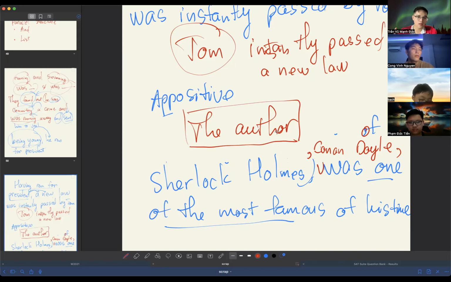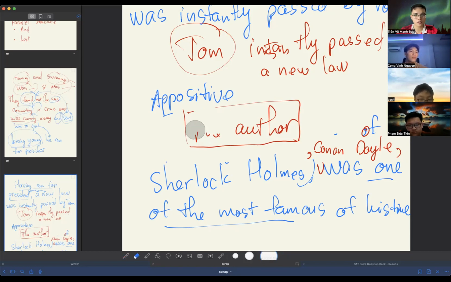And the author of Sherlock Holmes, comma, Conan Doyle. If I remove the words Conan Doyle, I still know who the author of Sherlock Holmes is because there's only one person, right? So the author of Sherlock Holmes is the same as a name. It is definitive, and we can specify who that is precisely based on that word. In this case, the author.